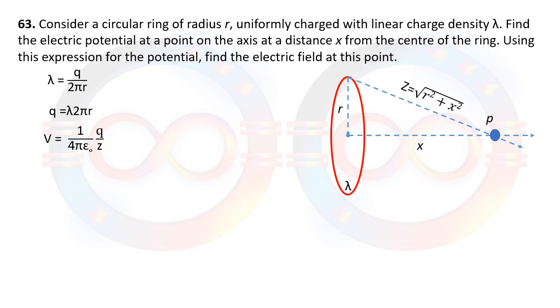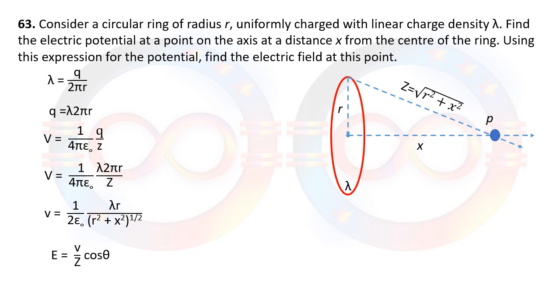Voltage formula we know already, 1 by 4 pi epsilon naught q upon distance. So if we take a particular charge q at a distance z, the voltage will be 1 by 4 pi epsilon naught q upon z. Q we are going to replace by lambda into 2 pi r upon z, and if we replace z by its real value, the formula will be 1 by 2 epsilon naught lambda r upon (r square plus x square) power half. This is the formula of voltage.